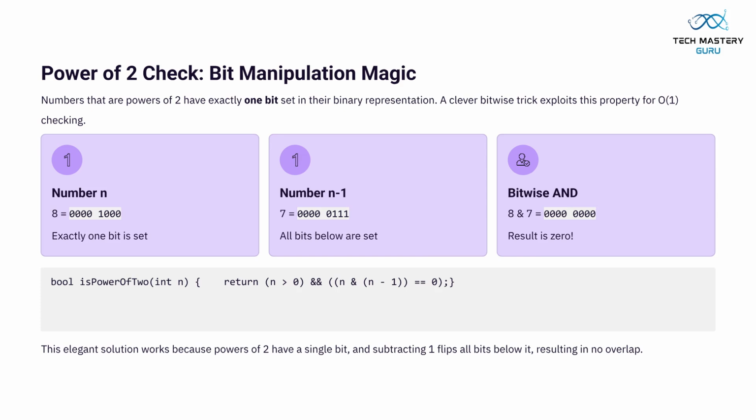Checking for powers of 2 can be done efficiently with bit manipulation. Numbers that are powers of 2 have exactly one bit set. The trick involves performing a bitwise AND operation between the number and one less than itself. If the result is 0, it's a power of 2.